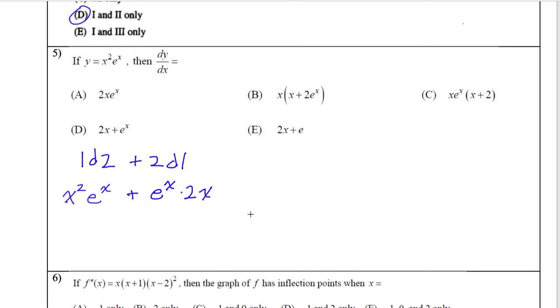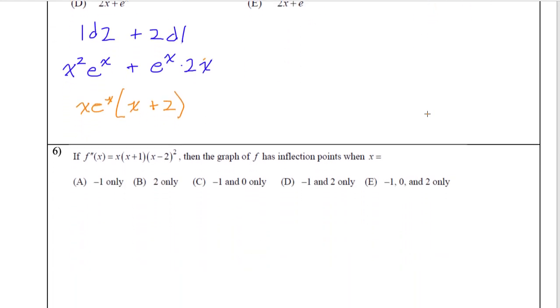And then I factor out. Both of these terms have an x. There's an x there and an x there. Both these terms have an e to the power of x, so I'm going to factor out x e to the x. If I factor out an x e to the power of x, I'm left with x plus 2. And there it is, C. Oh, because you're inflecting at 1 and 2. On to number 6.